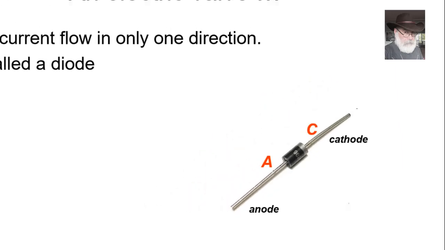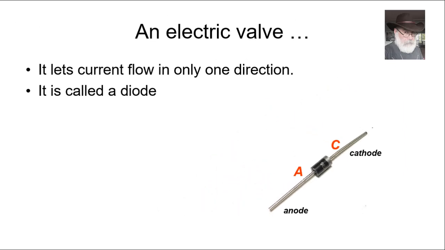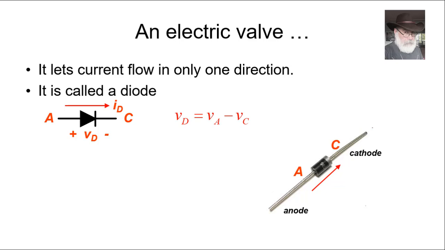Well, you see, in a diode, the current will flow from A to C, but not backwards. We represent the diode with a symbol that looks like an arrow between the anode and the cathode. The positive direction for the current in a diode, of course, is from anode to cathode. The positive polarity of the voltage signifies that the anode is higher than the cathode. VD tells us how much higher than the cathode the anode is, VA minus VC. Well, it's a non-symmetrical device. A and C are not interchangeable when you connect them in a circuit, of course.